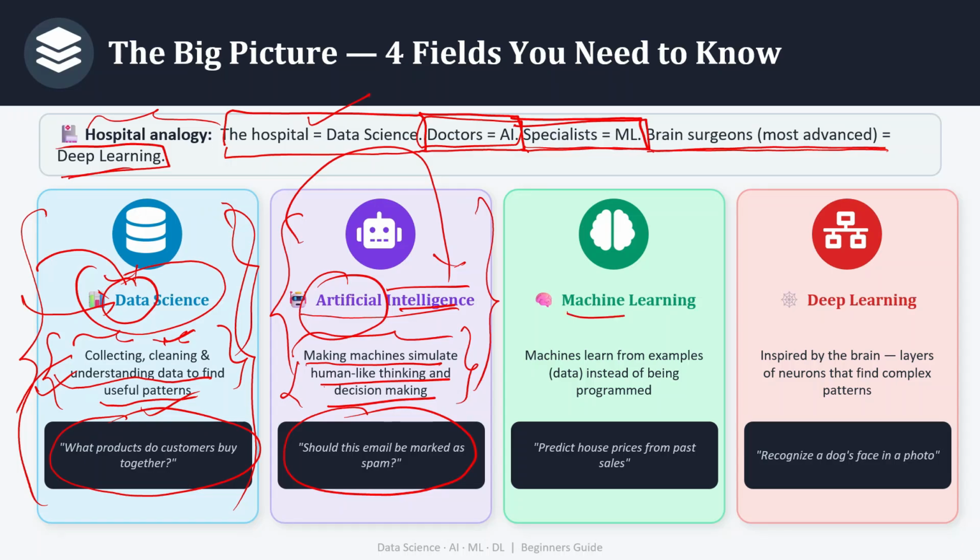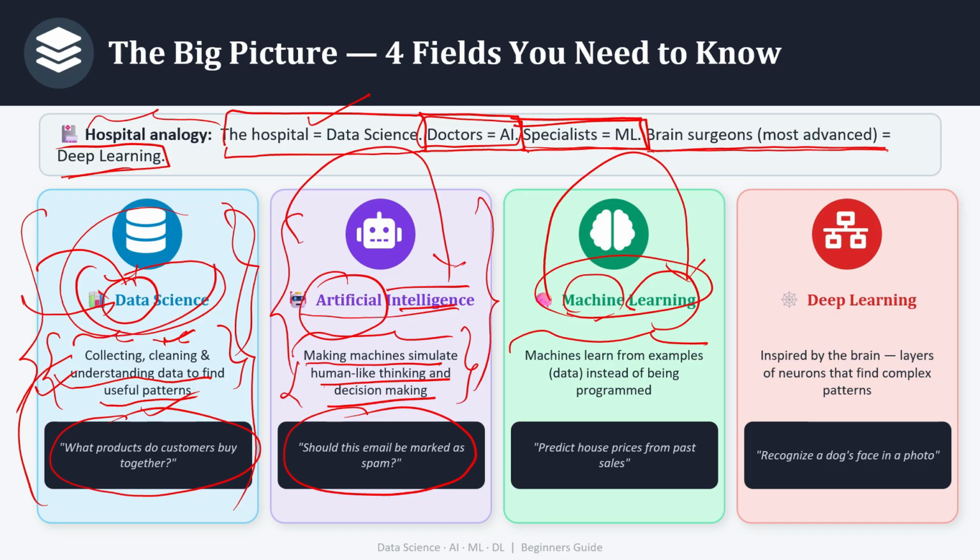Now when we talk about machine learning, the machine learns from examples. Again, it is clear from the name: machine and learning. That means you have a machine which is going to learn. What is it going to learn? It is going to learn the data, because everything is based on data. So the machine learns from examples, like the data, instead of being programmed. We do not do any kind of programming. We have the data, and based on that data, your machine learns.